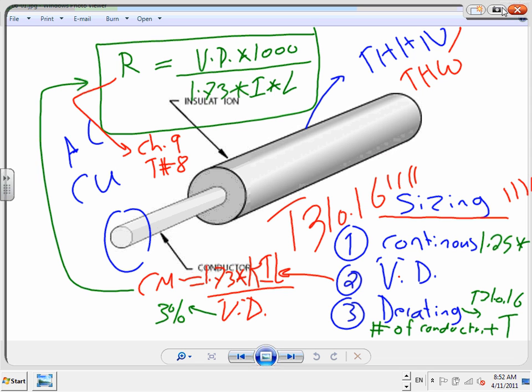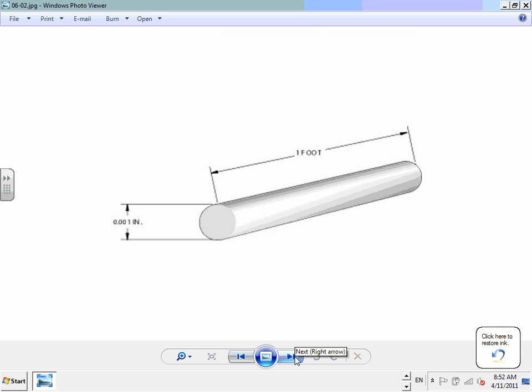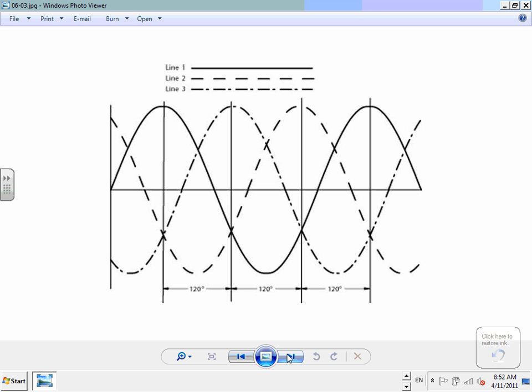Let me take a snapshot of this. So that's the length, the diameter, and so forth. I always like to show this one, guys.